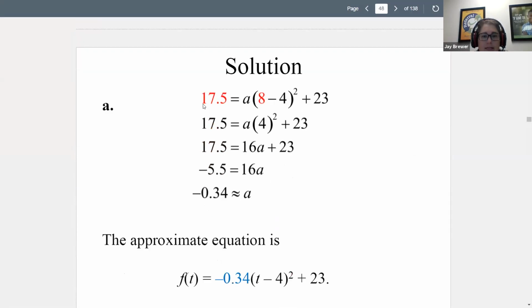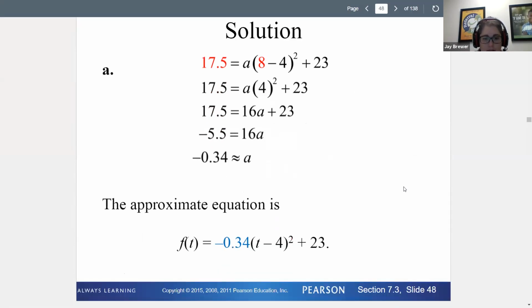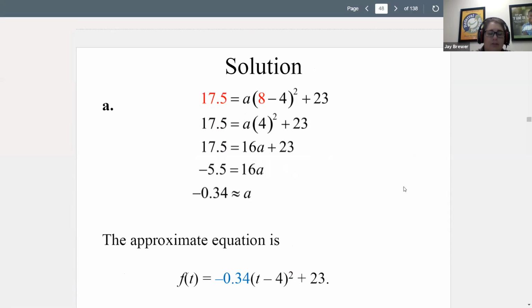So if you look, they're taking their 17.5 and their 8, and they're plugging it into the formula, which is the formula for a vertex of a quadratic, and then they're solving for A. Once they have that approximation, they then find their f of t. So this is the solution I want you to write down for 9A.